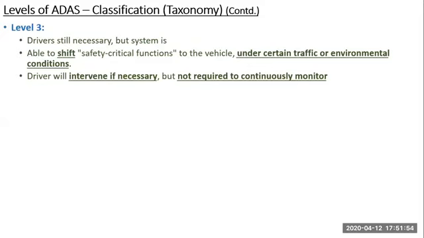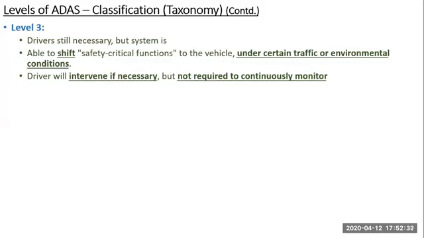What is level 3 ADAS? Level 3, the driver is still necessary, but the driver is able to shift most of the safety critical functions to the vehicle. However, there is a small disclaimer: only under certain traffic conditions. To give you an example, you want to go from Shivaji Nagar in Pune to Worli in Bombay, right? So when you're starting from Shivaji Nagar in Pune, you have to go to the beginning of the expressway. Till that point on the expressway, the driver can drive.